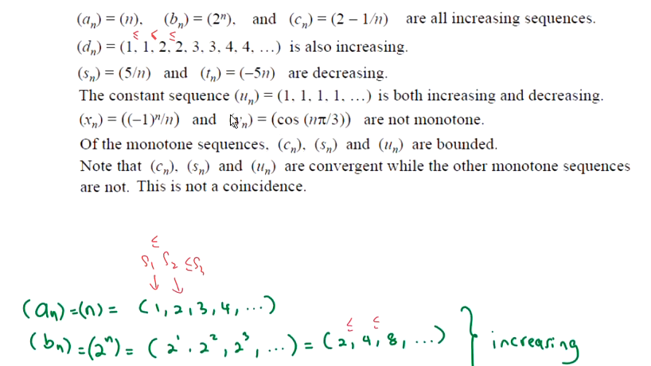Alright, next example, S sub n given by 5 over n, and then T sub n given by minus 5n. So both of these sequences are decreasing.